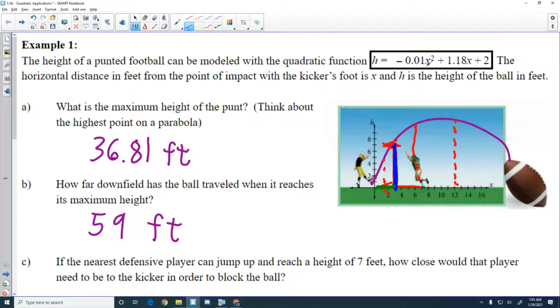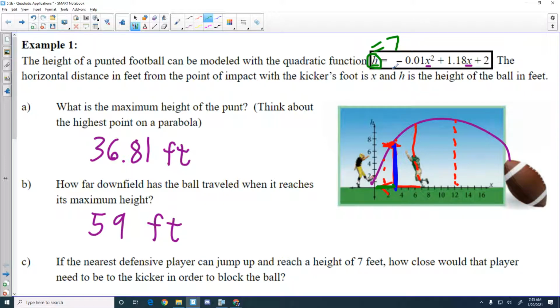I've got two variables. There's the x variable, and then there's this h variable. Now the h is actually the y, because that's the height of the ball. And I want to know, basically, what is the x, what's that horizontal distance that the defensive player's got to be when the ball is at a height of 7 feet. So essentially, I'm asking when h right here is equal to 7. If this is 7, what would x have to be?